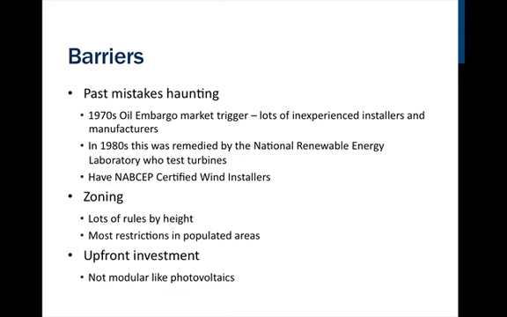The upfront investment for a wind turbine is a large barrier. Turbines aren't quite like photovoltaic panels in being modular.